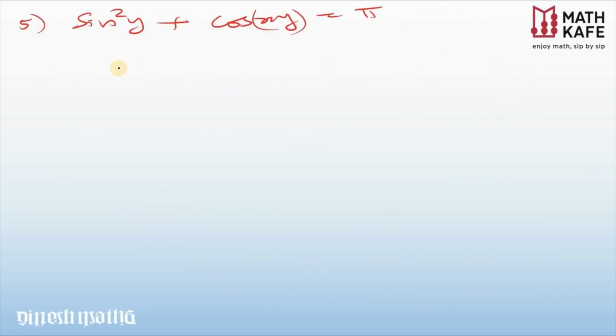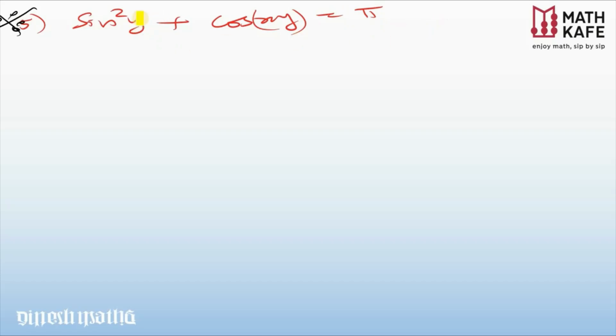Let us see the next question. Sin square y plus cos xy equal to pi, and you need to find dy by dx. And this is a very important question. Now these types of questions will be asked for 2 marks. So you need to expect such questions for the board examination.